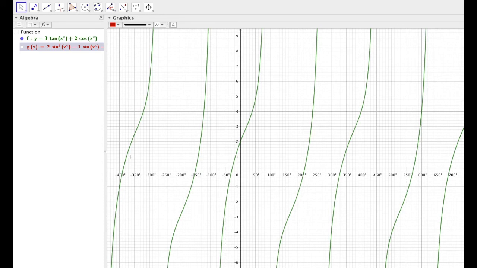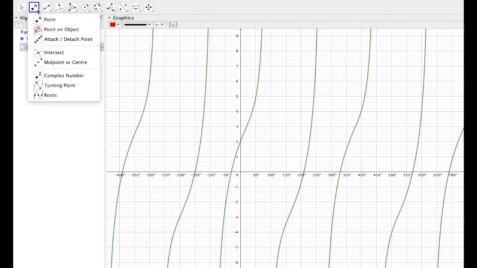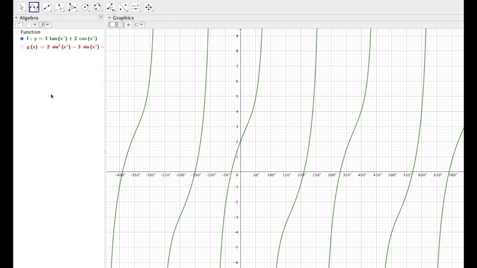Now, I want to just show you one or two functionalities of GeoGebra here. So, with the point, we can have a look at the different possibilities, and you can see there's one called roots. So if we choose that and then just click on the graph, then it shows us where all the values are. And so the values that came out in the question, which were 210 and 330, are shown here. So that's point D and point E.